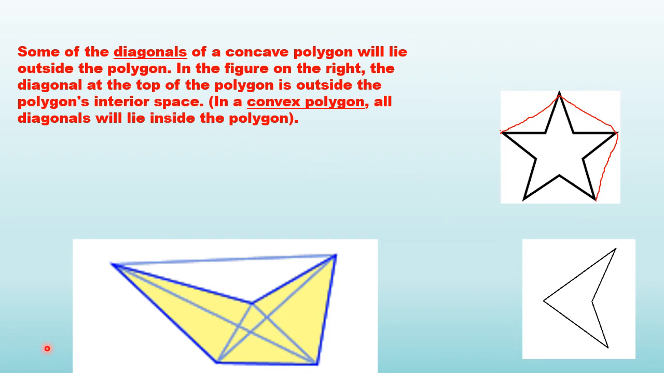And what about this one? This one is also lying outside the polygon. So these are concave polygons because even if one diagonal is lying outside, then it is concave. Here you can see one is inside, but we are not talking about the inside one. We are talking about the one that is outside. If even a single diagonal is outside, then it is a concave polygon.